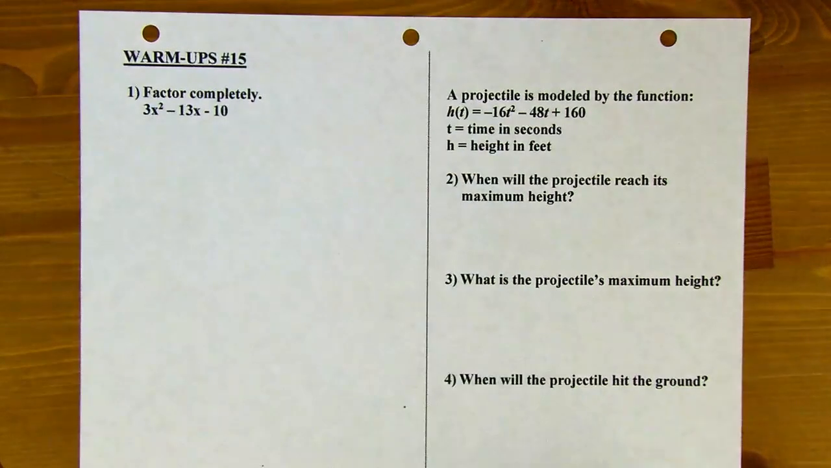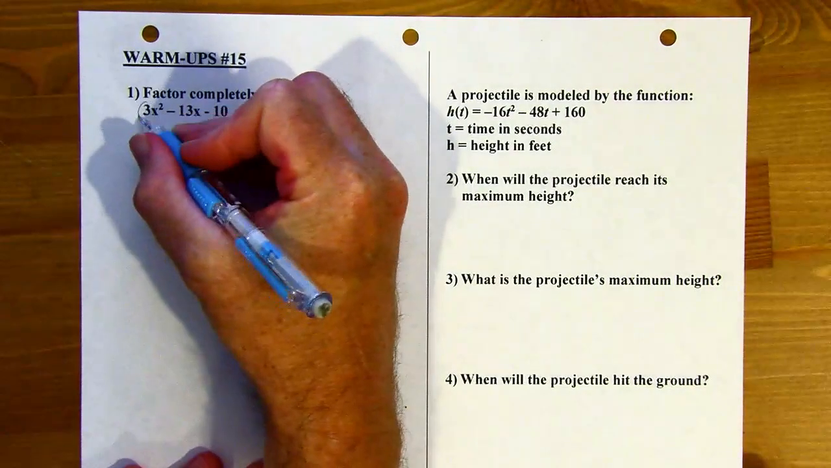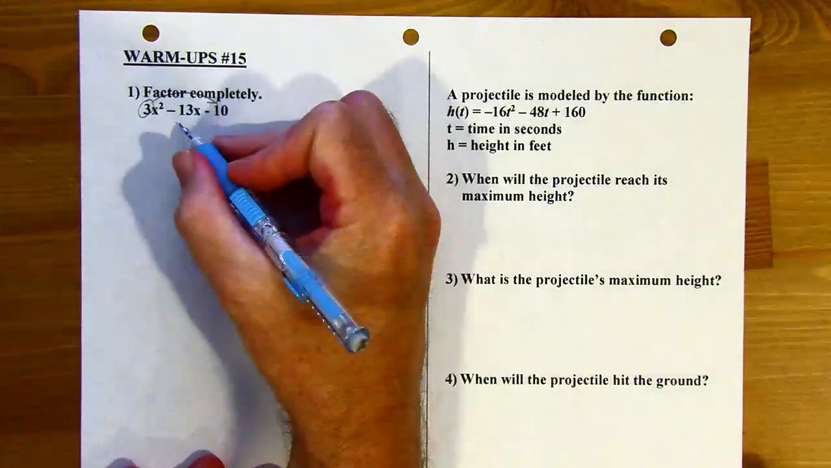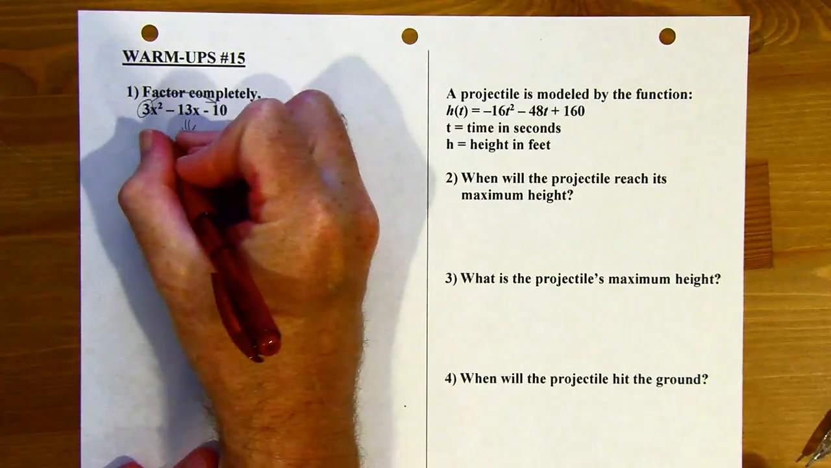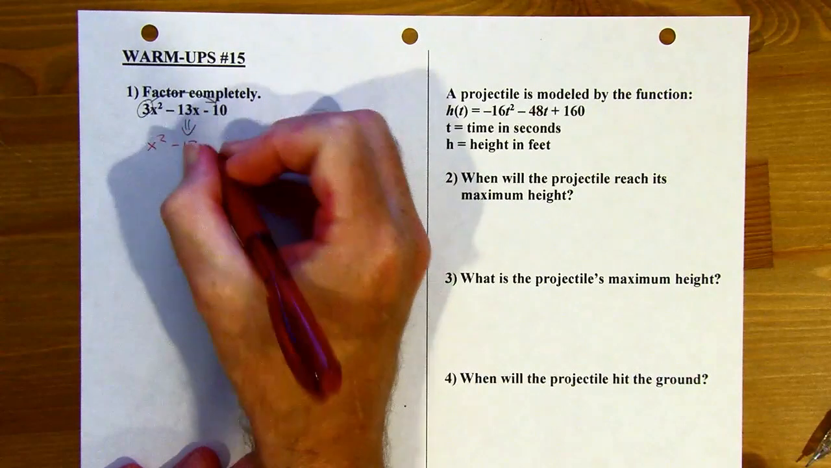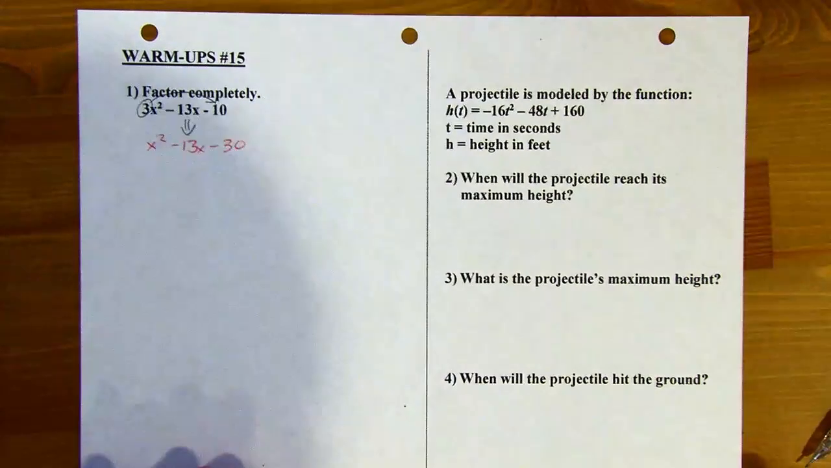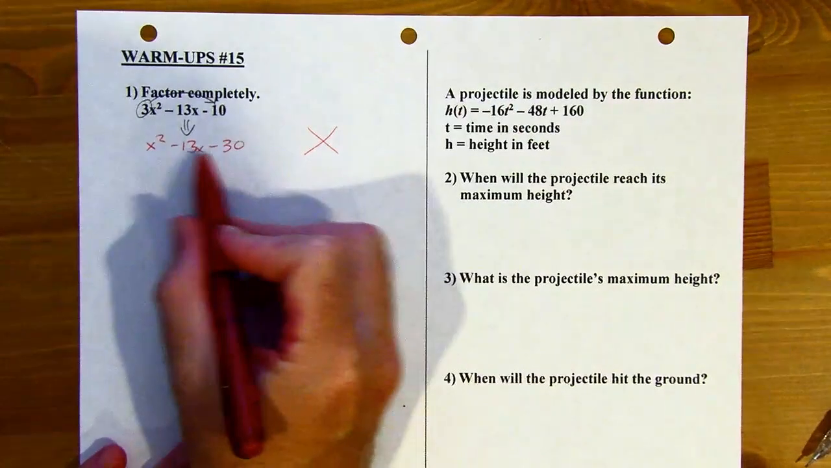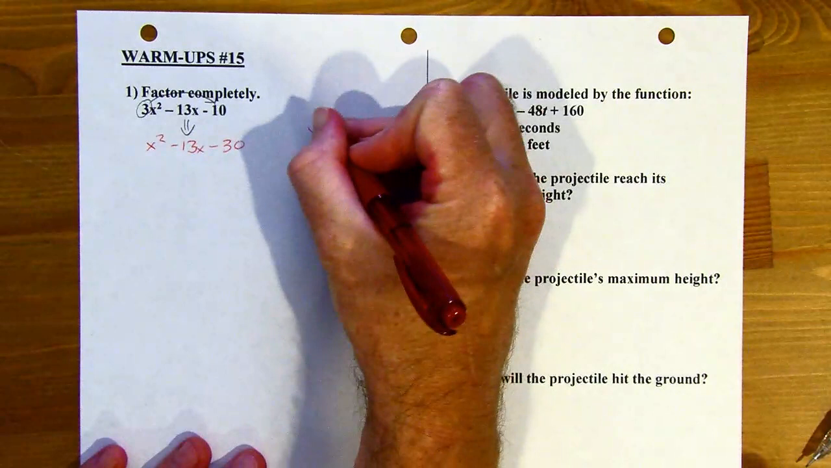Okay, so now I'm going to use a modified diamond problem. Since I can't factor this 3 out, I'm going to multiply it by the constant at the end. So then this will just become x squared at the beginning. And then 3 times negative 10 is negative 30. So now I'm going to set up a diamond problem to factor my new trinomial.